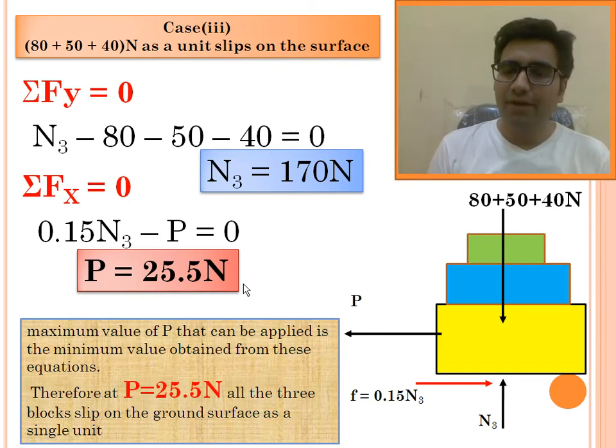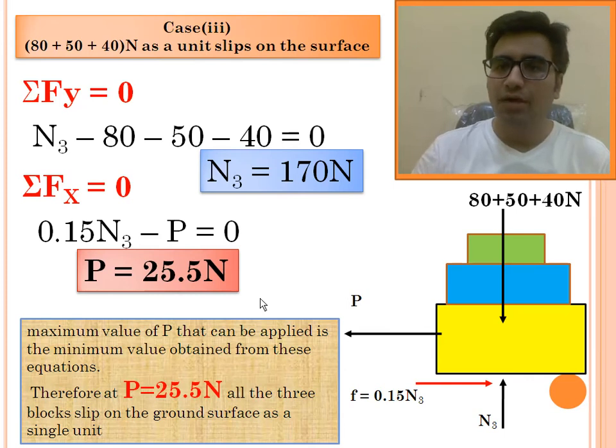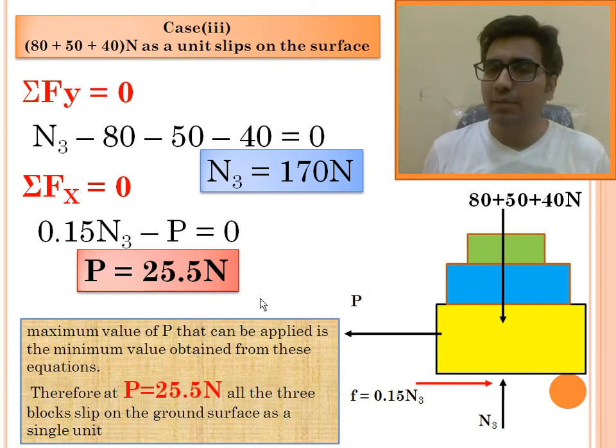So the maximum value is 32.5 Newton, but 32.5 Newton is the wrong answer. My dear friend, as we are increasing the force, the value 25.5 Newton comes first. And when the force P equals 25.5 Newton, all three blocks move together. When all three blocks move together, all three blocks are disturbed. So case 1 and case 2 do not exist.